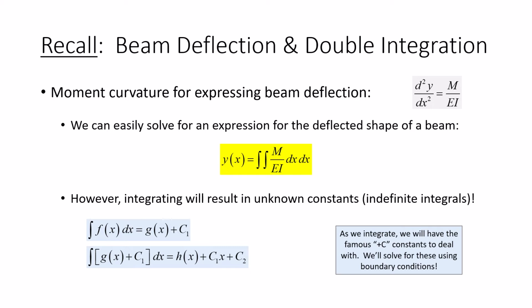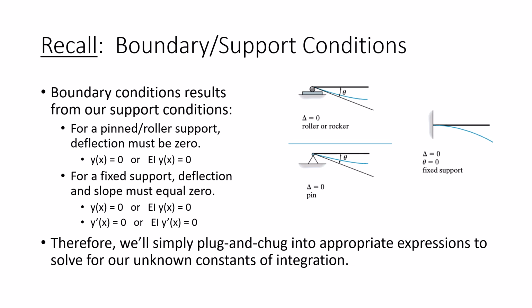Now, these are indefinite integrals, right? Whenever you integrate some function, the result is some other function plus C, an arbitrary constant of integration. Since we are integrating twice, there are two arbitrary constants of integration. We'll call those C1 and C2. So if you ever heard "plus C doesn't matter," well, it matters here. The way that we're going to solve for those unknown constants is through boundary conditions, which basically refer to conditions for the structure.